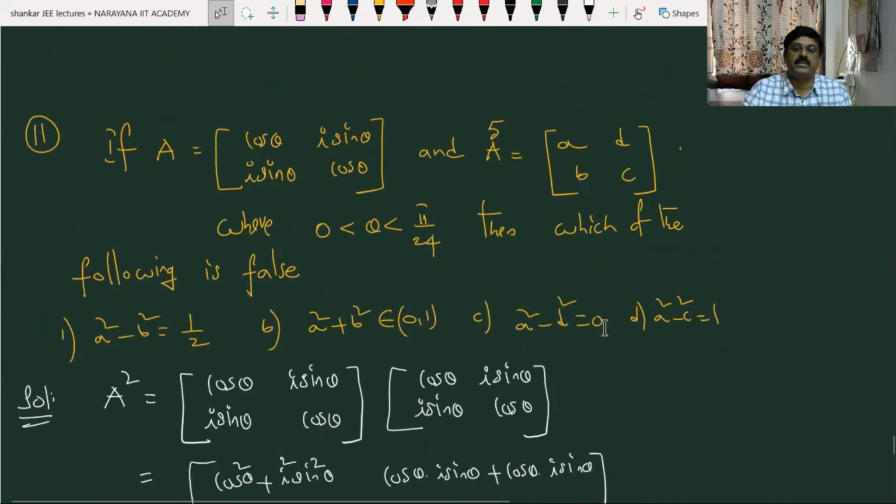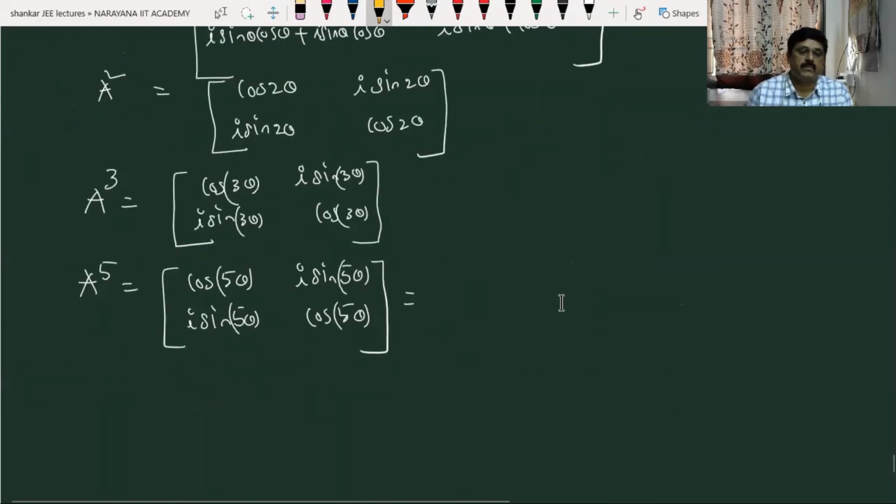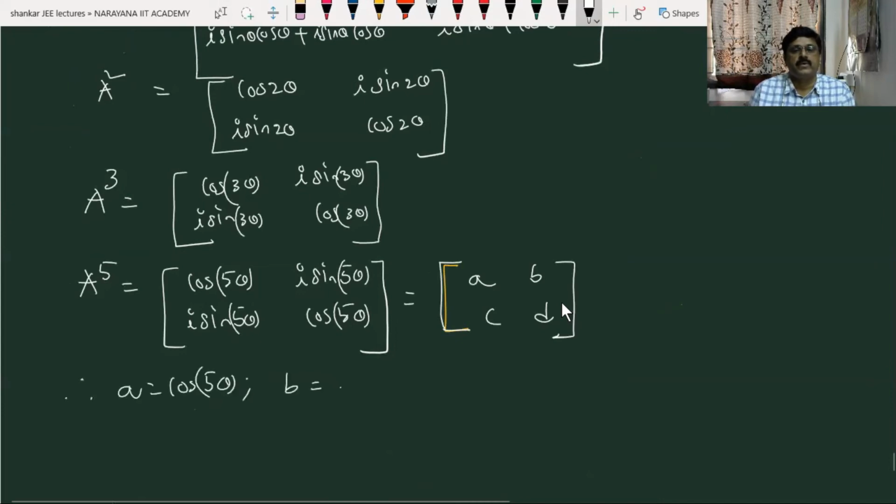This is given as, carefully you have to observe, this is given as ABCD. In the problem, it is ABCD. Okay, nice. Equate. If you equate like that, you will have A, B, C, D. So as A power 5 value is equated like that, corresponding components I will equate. Therefore, A value is cos of 5 theta, B value is i sin of 5 theta, C value is i sin of 5 theta, next D value is cos of 5 theta.